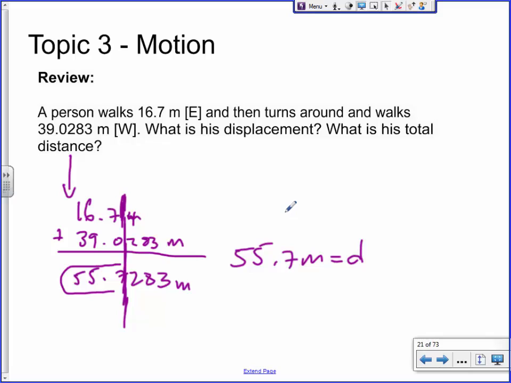Similar things then for displacement, only now we care about direction. I'm going to start off by figuring out which way they ultimately went. It looks like they went more west than east, so for your displacement with the little hat, I'm going to put a west in square brackets afterwards, and then I'll just subtract these guys. So 39.0982 minus 16.7, I got 22.3. Anybody else get that? I got 22.3 meters.